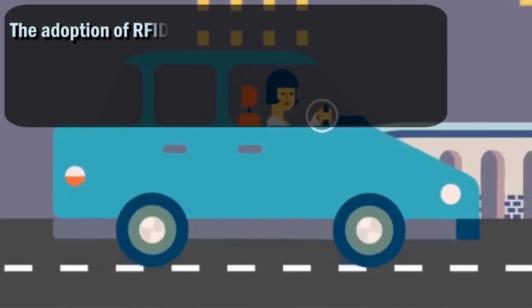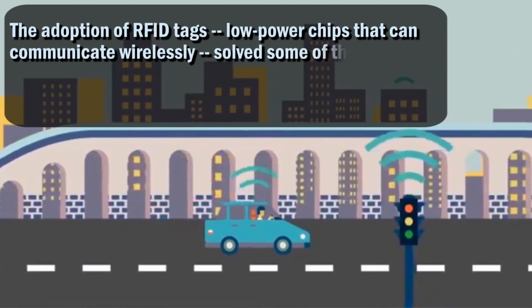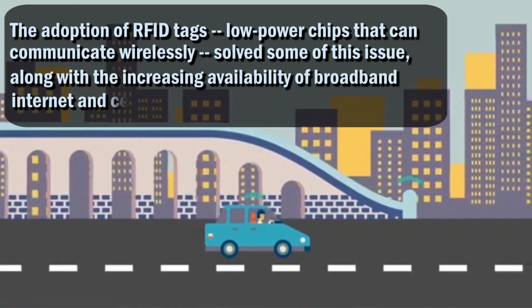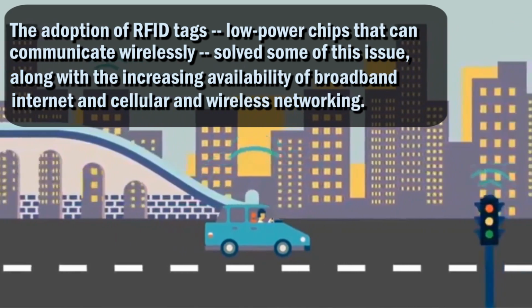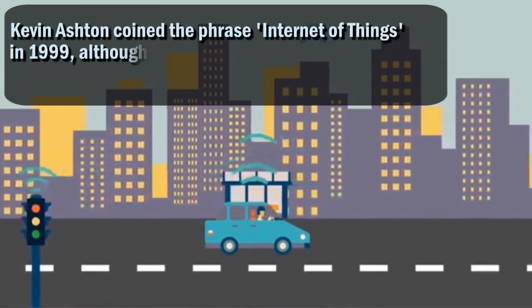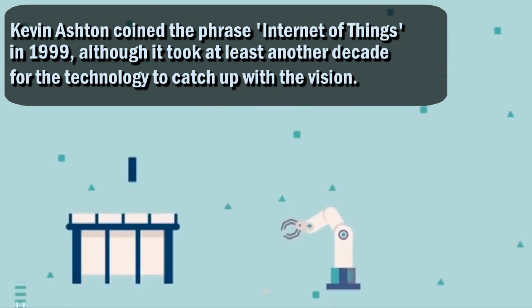The adoption of RFID tags, low-power chips that can communicate wirelessly, solved some of this issue, along with the increasing availability of broadband internet and cellular and wireless networking. Kevin Ashton coined the phrase Internet of Things in 1999, although it took at least another decade for the technology to catch up with the vision.